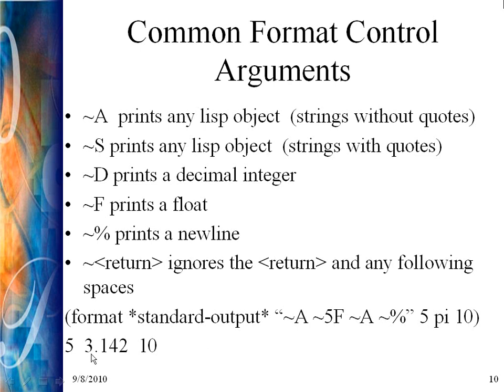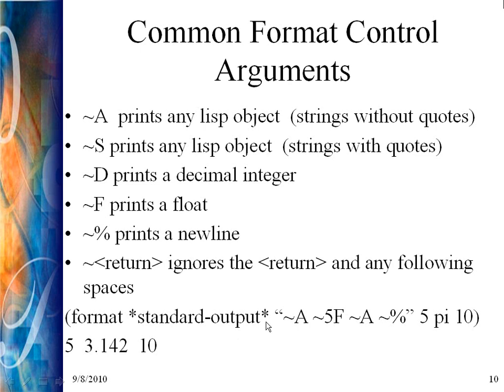That's 5 spaces, 3.142. If we did 6, it would be 3.1415. It's rounded, you notice, or it's rounded this value because it's only printing 3 decimal places.